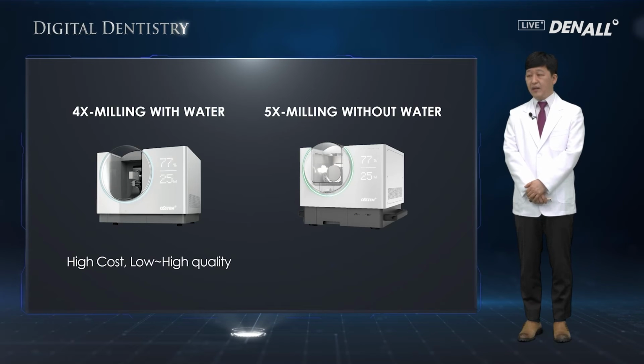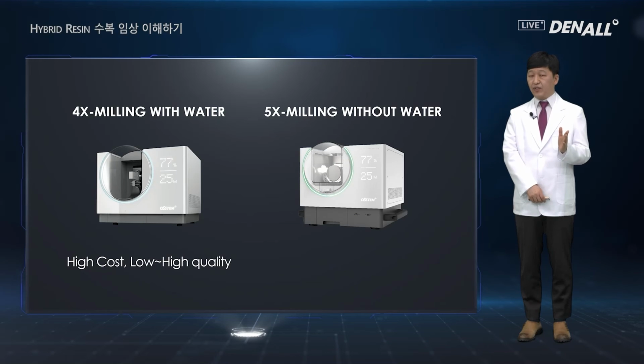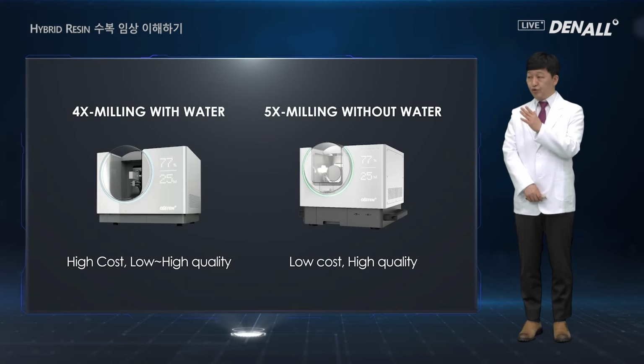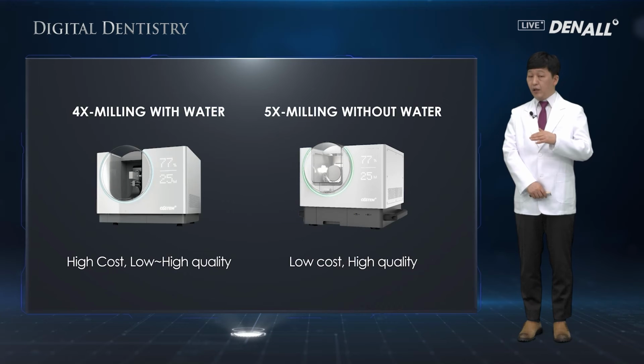The 4-axis milling machine is very costly, and the quality is at times good and at times bad. You can get those kinds of results. In the case of the 5-axis milling machine, it is cheap and you can get consistent high quality restorations. As a result, the 5-axis milling machine is rather cost efficient. This is the end of the clinical aspect of CAD/CAM inlay.